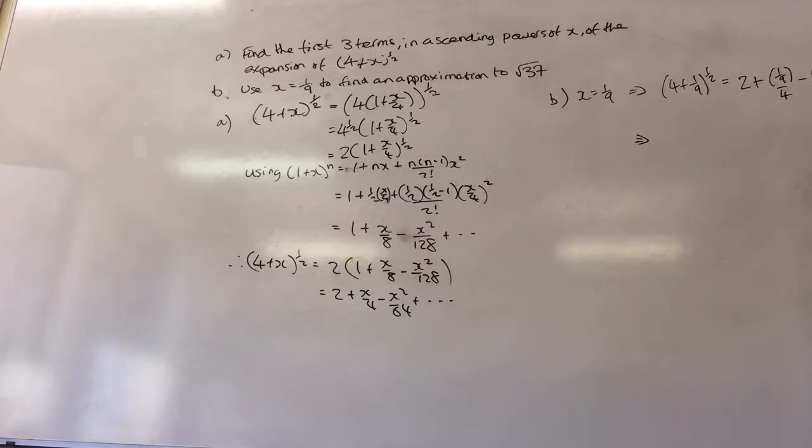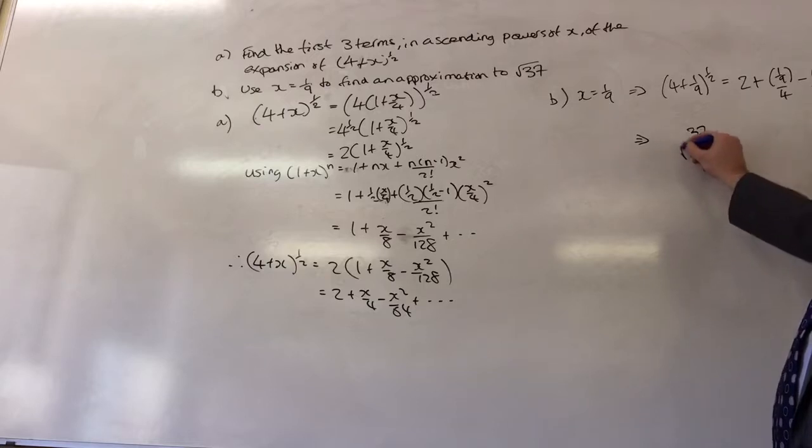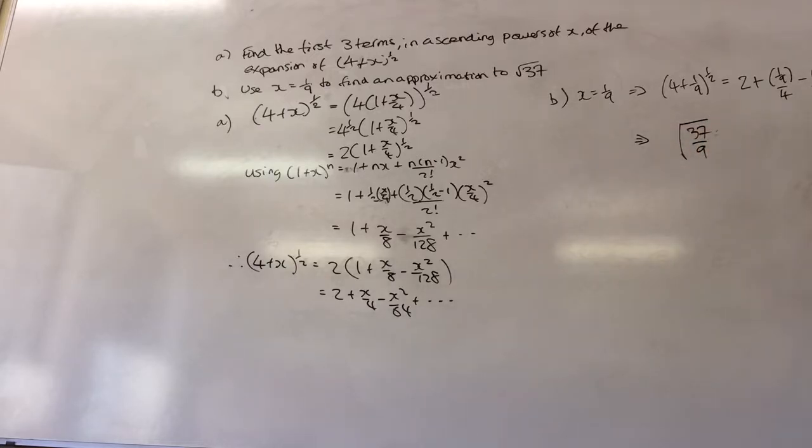4 plus a 9th is 37/9. The power of a half means square root. So I've got my square root of 37, nice. Square root of 9, again, it's just a whole number, we can evaluate that straightforwardly.